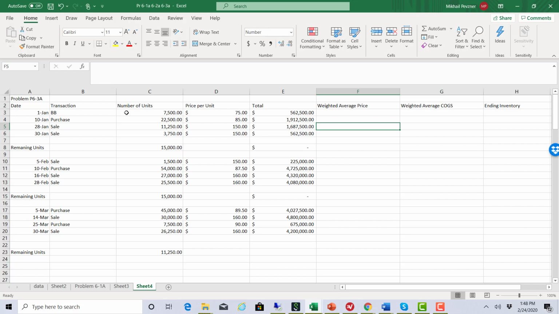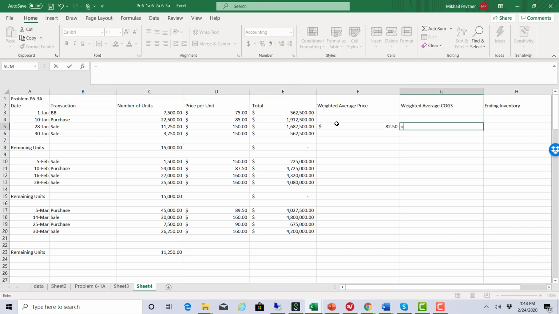What price should we look at? We should calculate the weighted average cost of goods manufactured, which in this case is simply this layer plus this layer. This is cost of goods available for sale, divided by the available units, which in this case is this plus this. That will give us the average price per unit for cost of goods available for sale. Once we know the average price per unit, which you calculate the same way you'd calculate your GPA, you multiply it by the units sold.